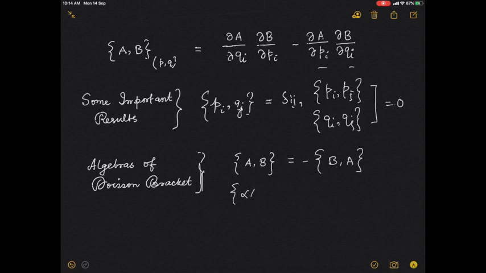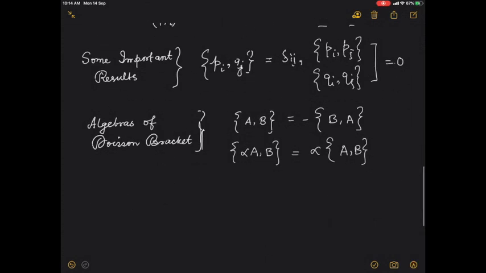If I multiply one of the variables, A or B, with alpha, where alpha is a constant which doesn't depend on the canonical variables P or Q's, then alpha just comes out. So it is not commutative and a constant comes out. Then this is also associative with respect to addition.